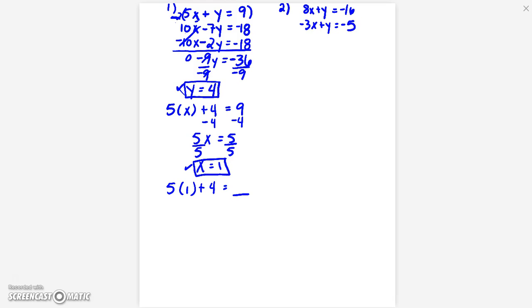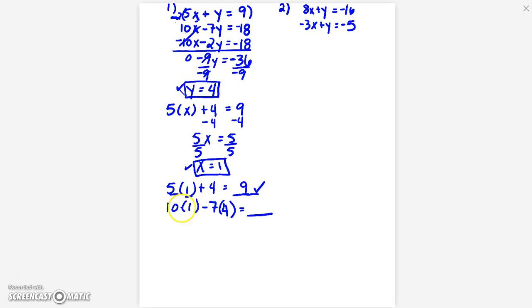And then, because I'm checking myself, 10 times 1 minus 7 times, what was my y? 4, equals, and don't write anything down yet because I'm not sure what it equals. So this first one I can kind of do in my head. 5 times 1 is 5, plus 4 is 9. So that one checks out.